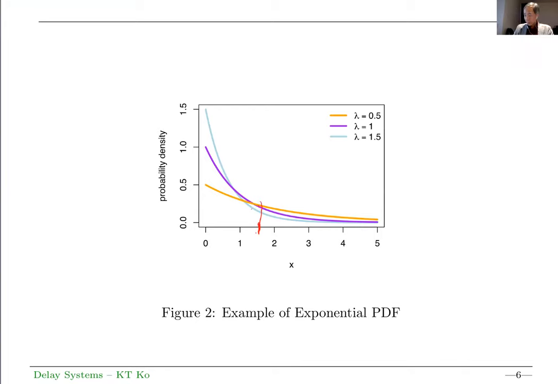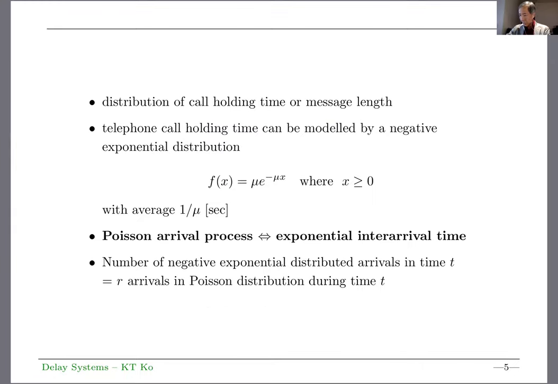So you can calculate the probability of 1.5, but in a continuous probability density function, you cannot say exactly 1.5. It can be 1.4 to 1.6. What's the probability that call duration is in that range? Okay. So let's go back to the last slide, where we say the call holding time can be accurately described by a negative exponential function.